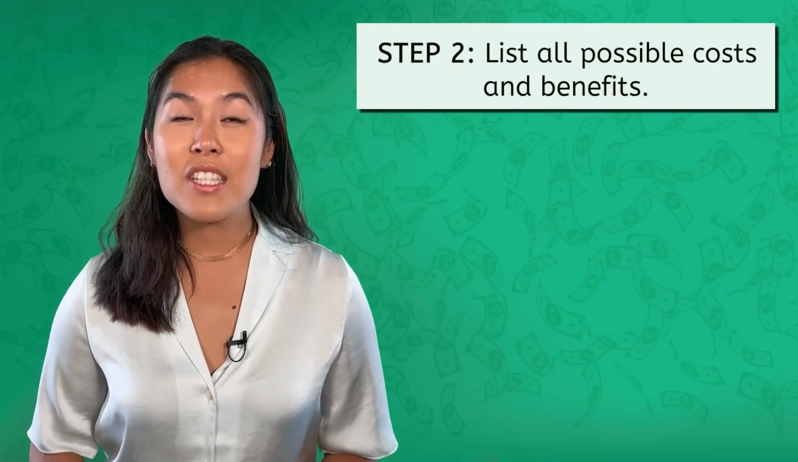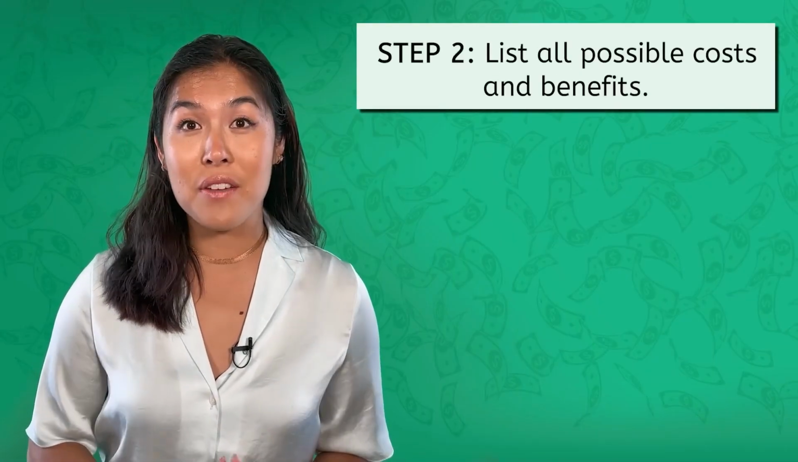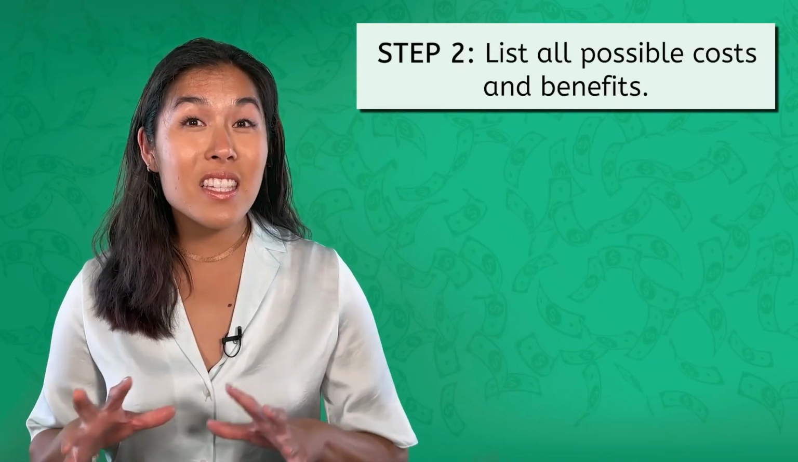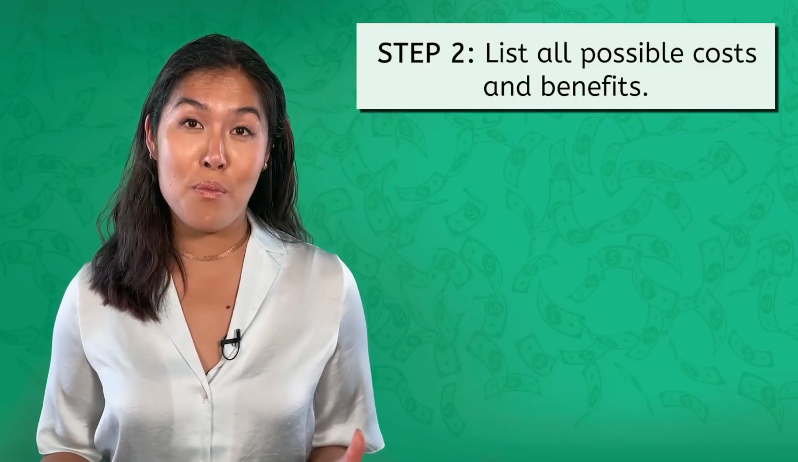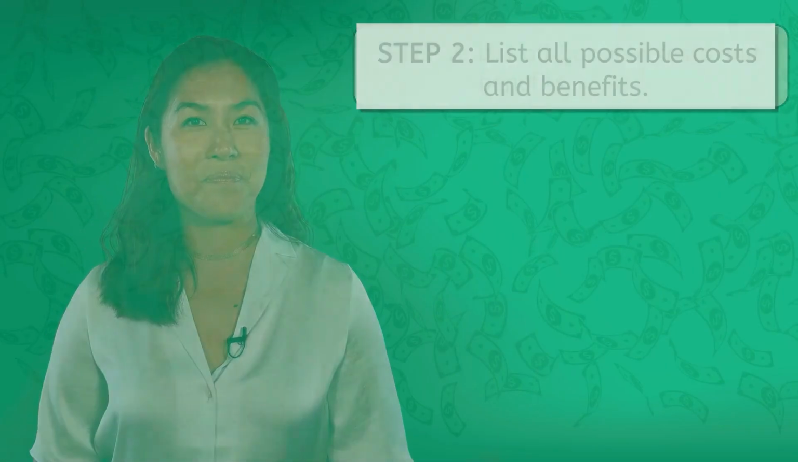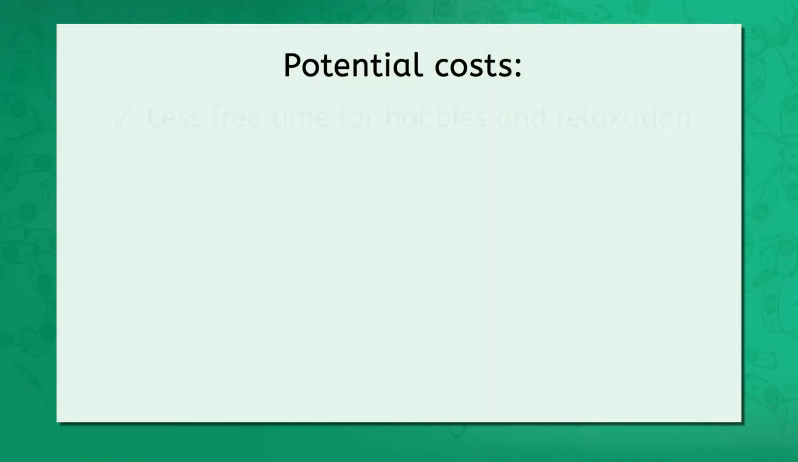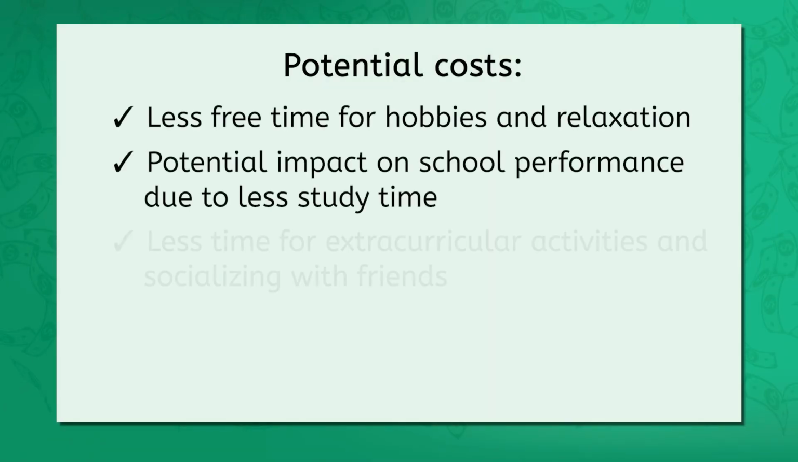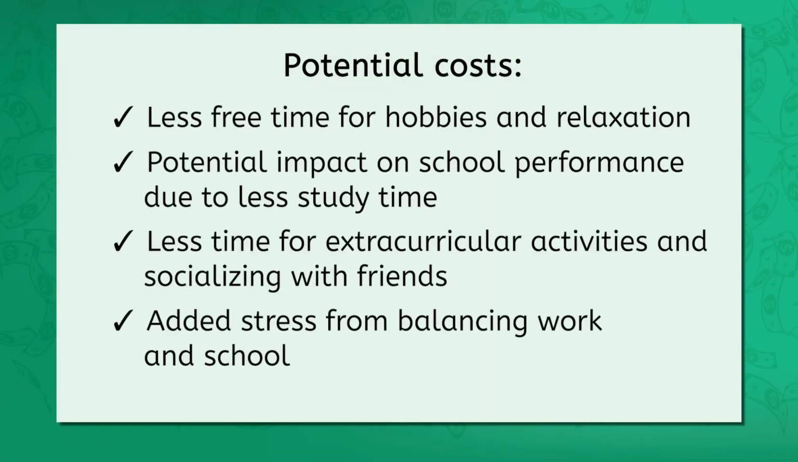Step 2. List all possible costs and benefits. Take a moment to look at the list of costs and benefits that I came up with. They're listed on page 5 in your PDF. Did you catch that some of these are opportunity costs? They are things I would have to give up, like time to study for school. That's the beauty of the cost-benefit analysis. It helps us see the whole picture of what we'd be gaining and losing, not just the money part.